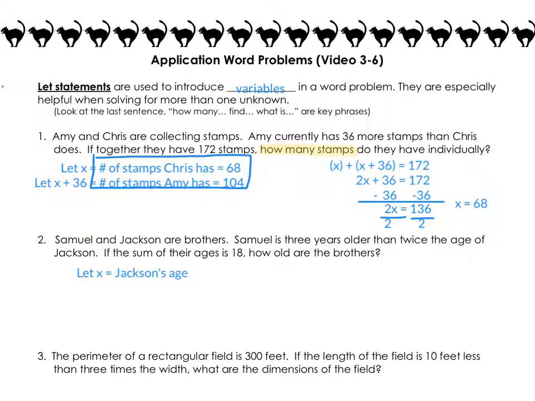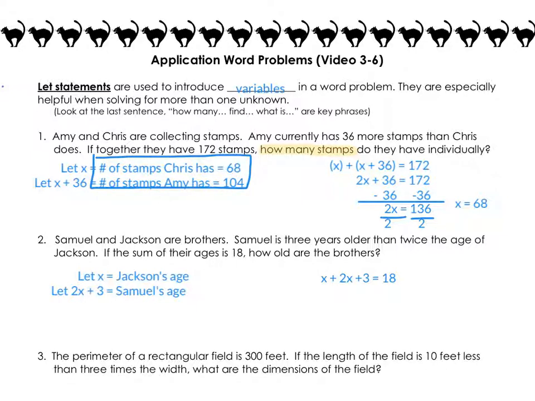Well, then what do I know about Samuel's age? Well, Samuel is 3 years older than twice Jackson, so twice means 2 times Jackson, which would be x, so 2x, and then 3 years older, so plus 3. Okay, so now I have my let statements, which would be x and the 2x plus 3. So what do I know? I know the sum of those is 18, so I'm going to add them up. So I've got the x plus 2x plus 3, and I could put them in parentheses, but since it's just being added, it's not like I have to distribute something.